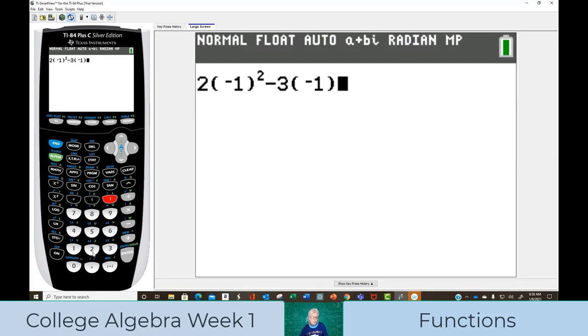All right, so I have 2 times parentheses negative 1, parentheses closed, squared, minus 3 times negative 1 with parentheses around it. I hit enter and I get 5. So sometimes, especially with negative numbers, it's safer if you use parentheses to actually put it in the calculator.